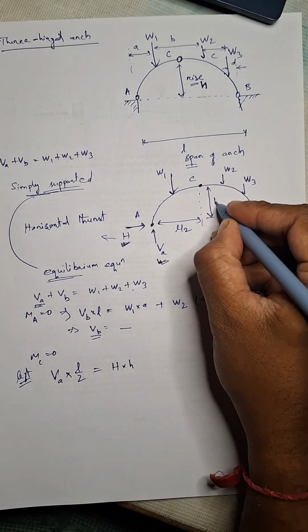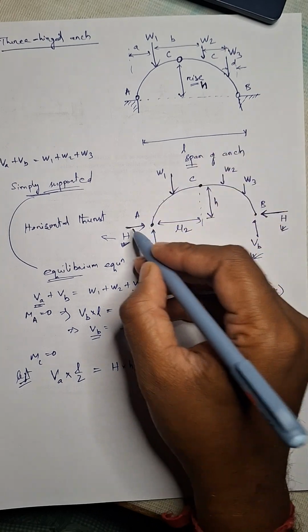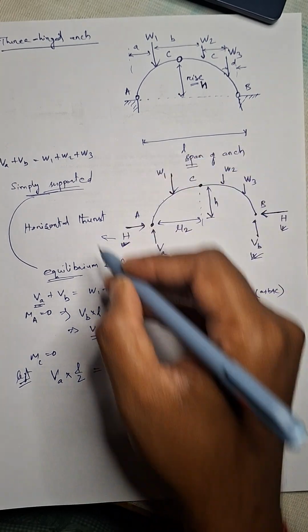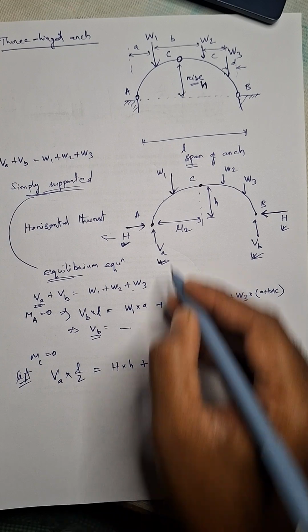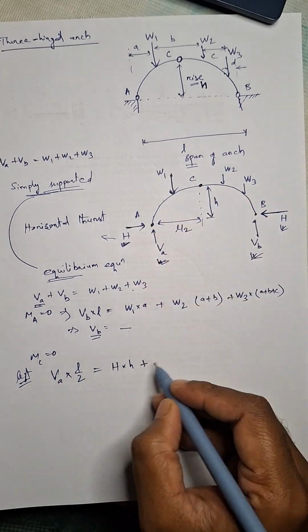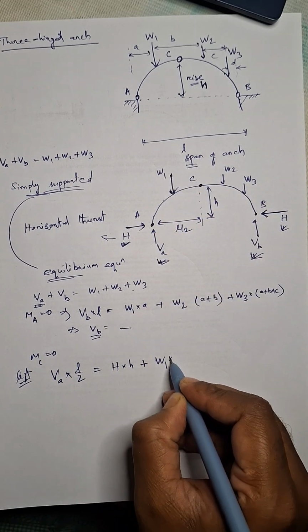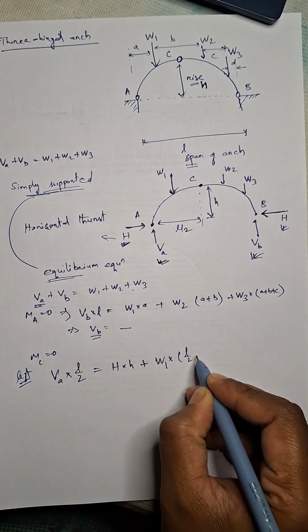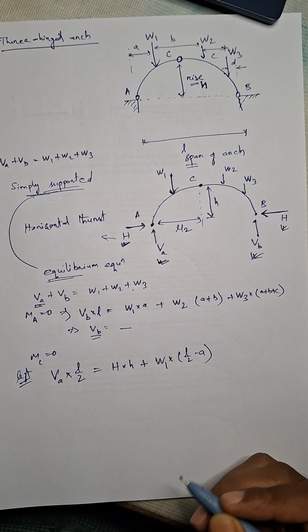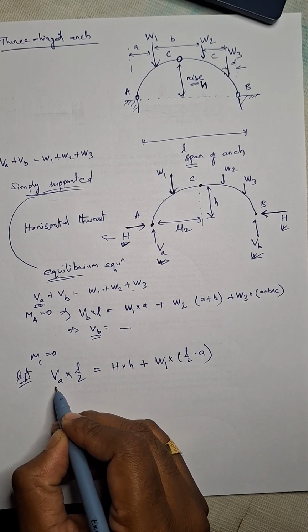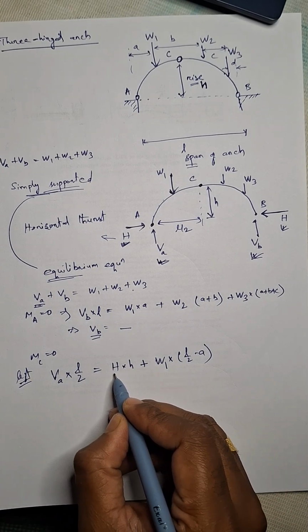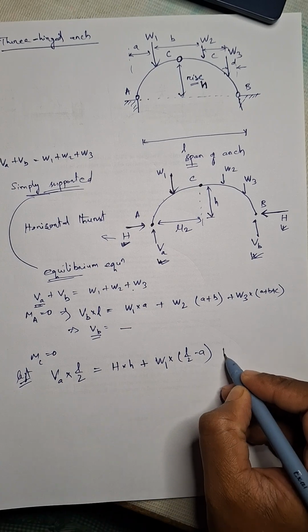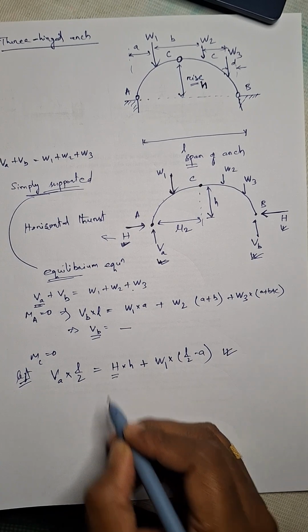This is small h. This force is causing an anti-clockwise moment, plus the moment due to this W1. So W1 into distance L by 2 minus a. So L by 2 minus a. Okay, so we have already found out, so the only unknown remaining here is H. By solving this equation we can find the value of H.